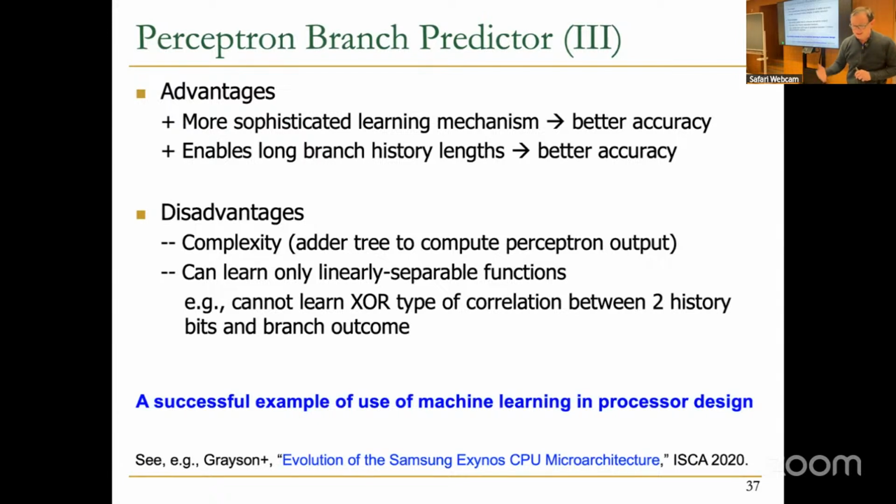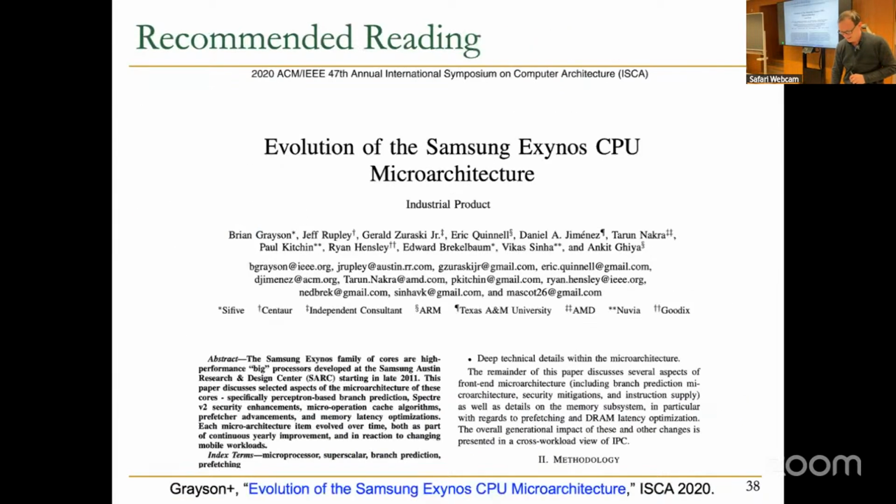Okay, but this is a successful example of machine learning in processor design. Maybe the only real successful example today. Only is maybe too strong. For example, Samsung. This is an interesting paper because this is a product from Samsung. None of the authors are from Samsung because they disbanded their architecture team, which was not very forward-looking for them, in my opinion. But they actually tried a lot of interesting things in this Samsung architecture, including a perceptron predictor.